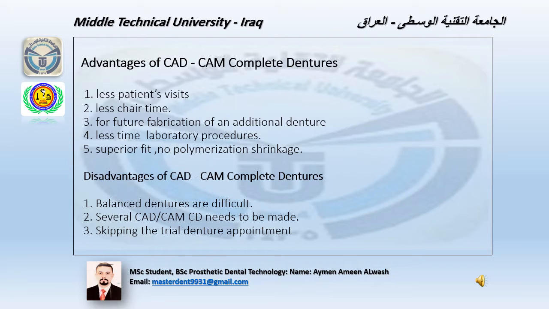Advantages of CAD/CAM technology. Number 1, fewer patient visits. Number 2, less chair time. Number 3, future fabrication of an additional denture. Number 4, less laboratory procedure time. Number 5, superior fit, non-polymerization shrinkage. And the disadvantages of CAD/CAM technology. Number 1, balanced dentures are difficult. Number 2, several CAD/CAM complete dentures need to be made. Number 3, skipping the trial denture appointment.